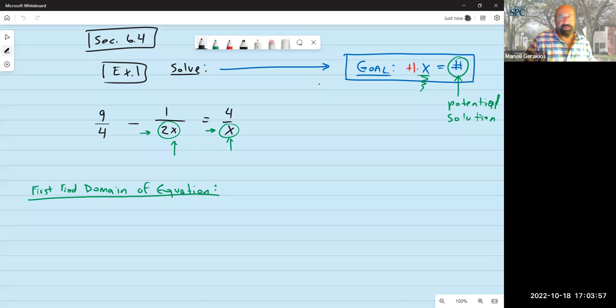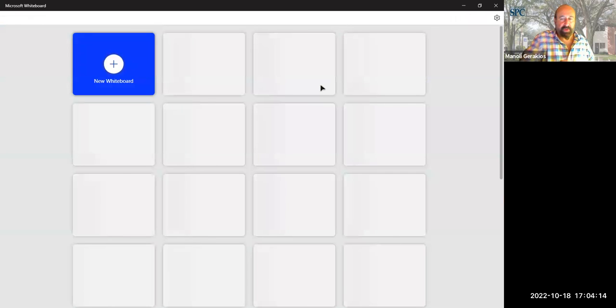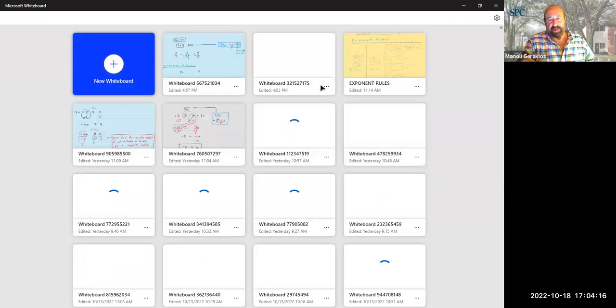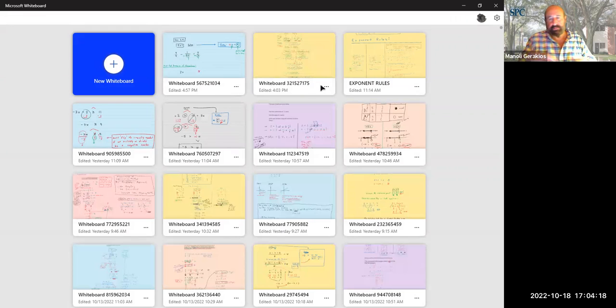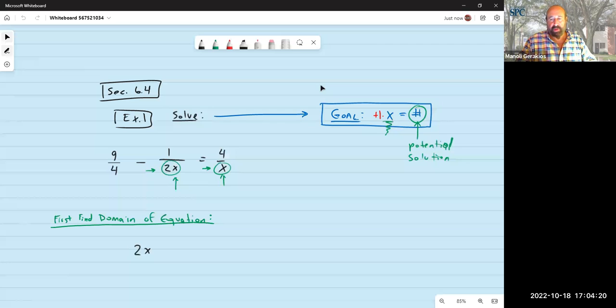Okay, here's how we find the domain. Just like we did to find the domain of a function, we set every denominator that's got a variable in it, which is this 2x, that's got an x in it, denominator, and this x. Hold up. I had to clear that out. One second. And this x right here. These are the two denominators.